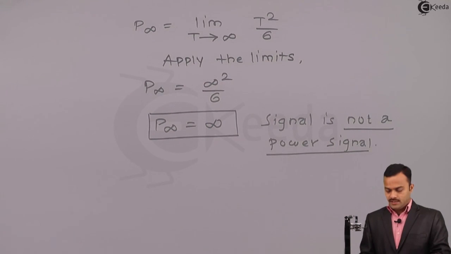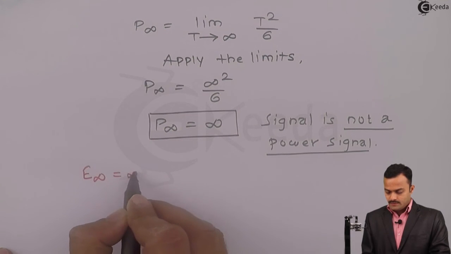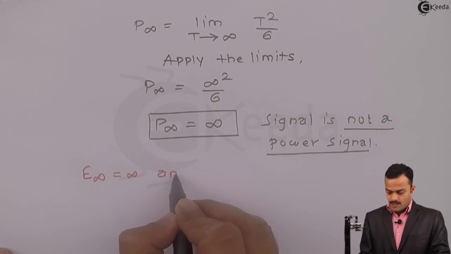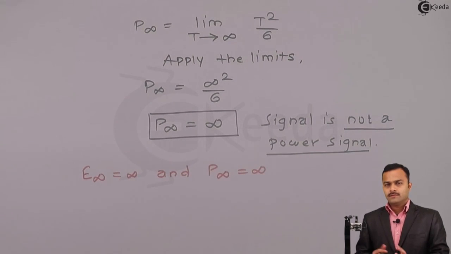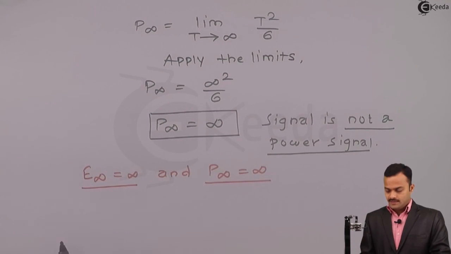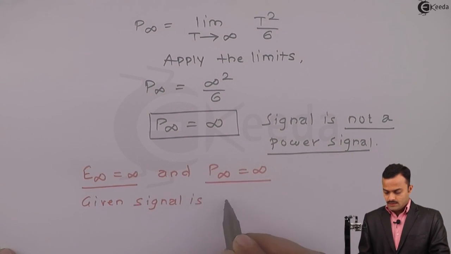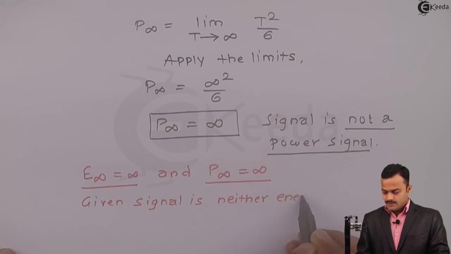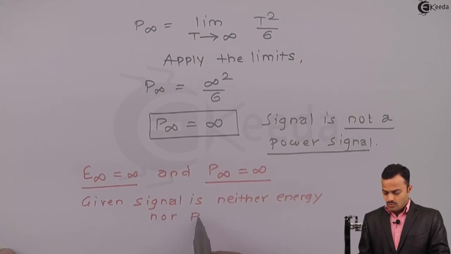Now what is happening over here? E infinity is infinity and P infinity is also infinity. So both the quantities are infinite. I can say the given signal is neither an energy nor a power signal.